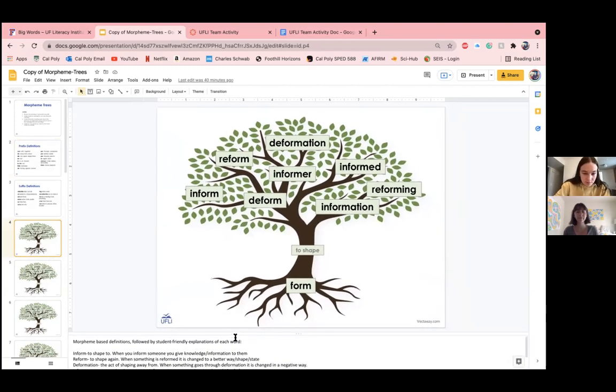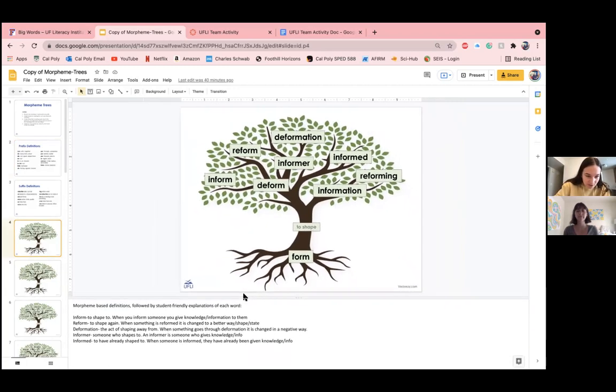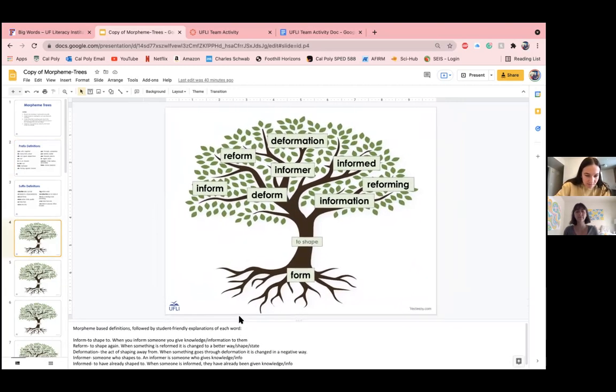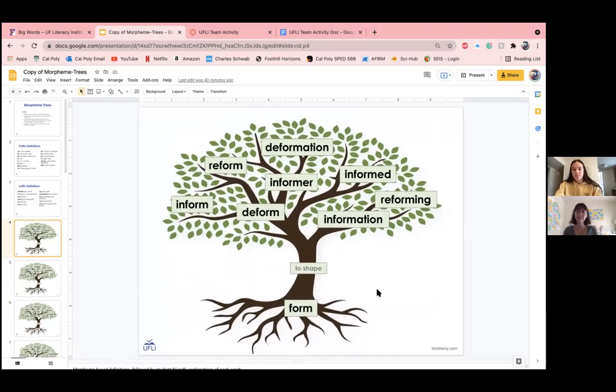So deform, we have some definitions over here. The act of shaping away from. So when something goes through deformation, it is changed in a negative way. So deform is to change something, change the shape of something.